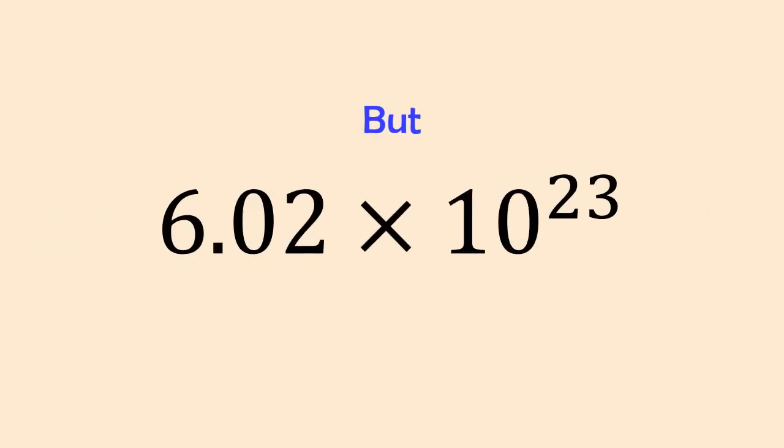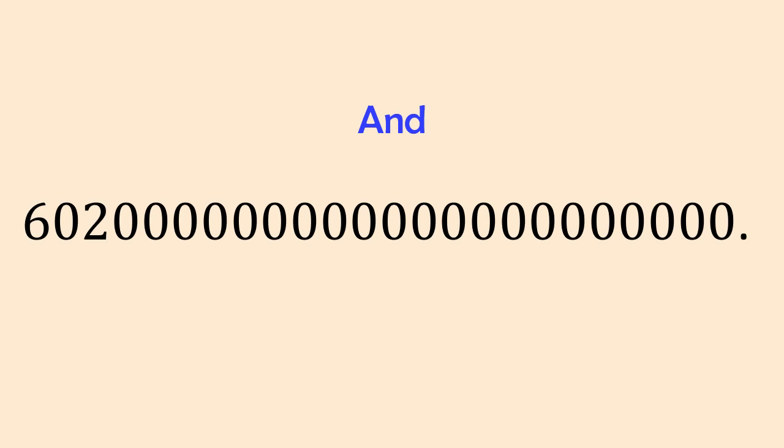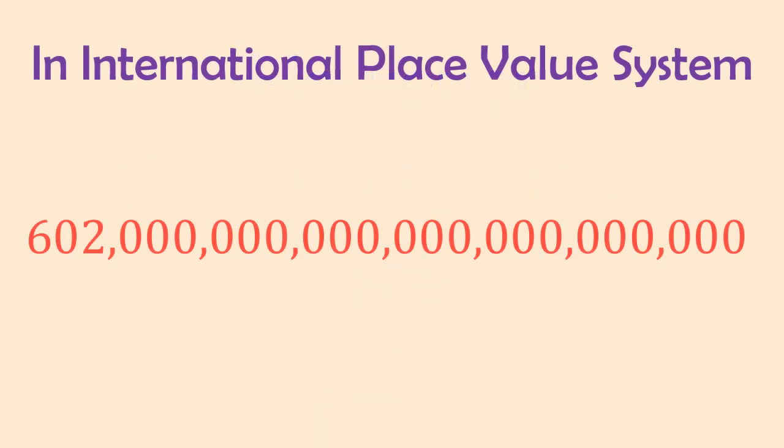But 6.02 into 10 raised to the power of 23 is in scientific notation, and this number is in Arabic numeral system. However, the two numbers are same. Let's try to read this number in international place value system.